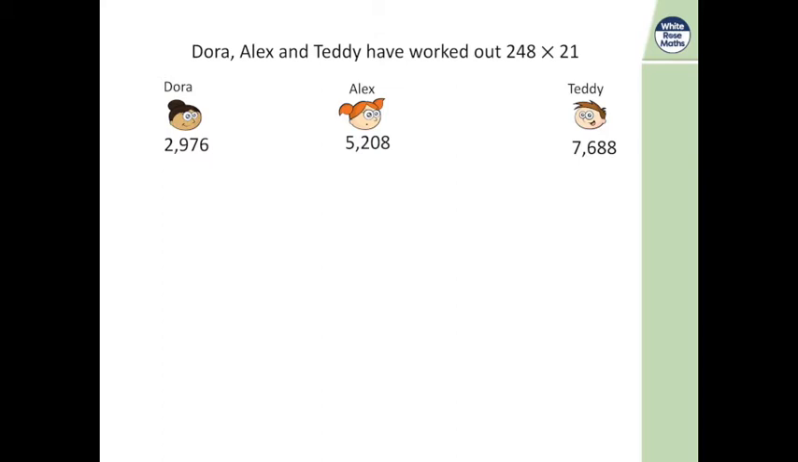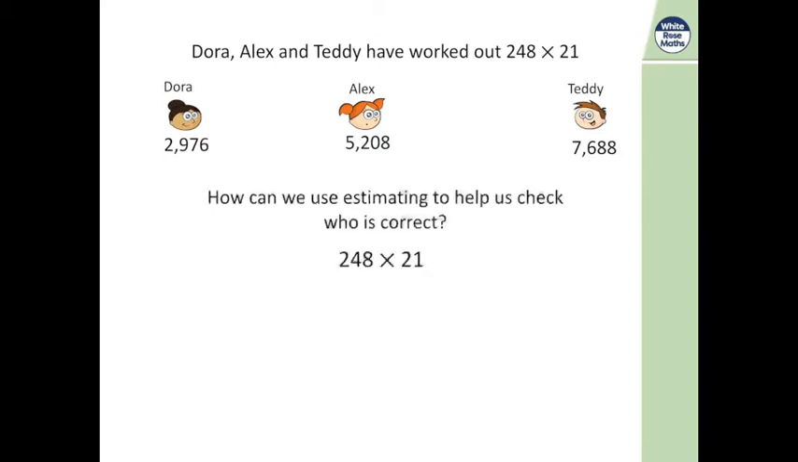Dora, Alex and Teddy have worked out 248 times 21. Dora's got an answer, Alex has an answer, and Teddy has an answer. The question is, how can we use estimating to help us check who is correct?